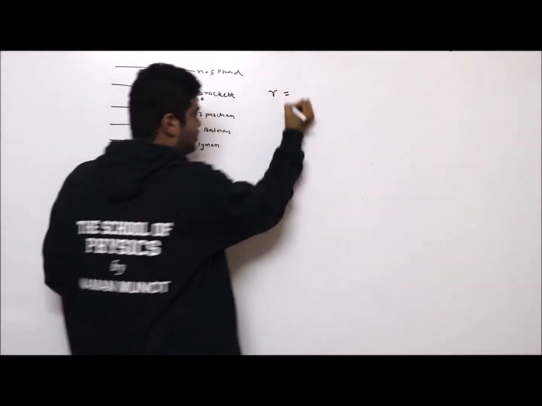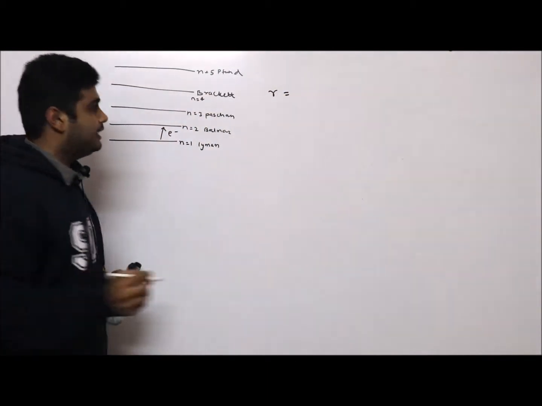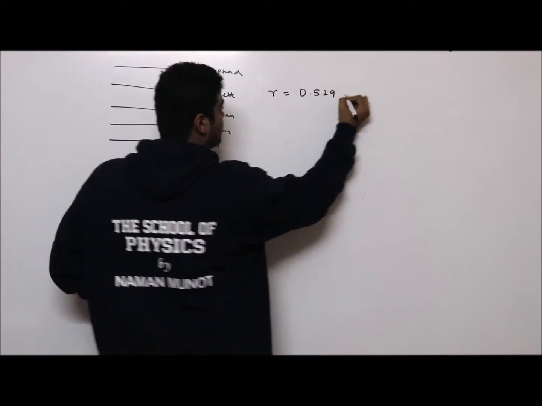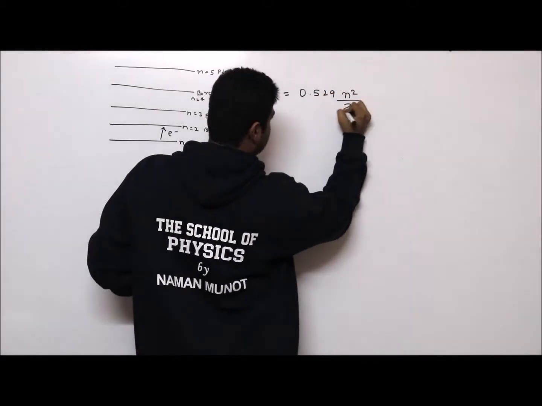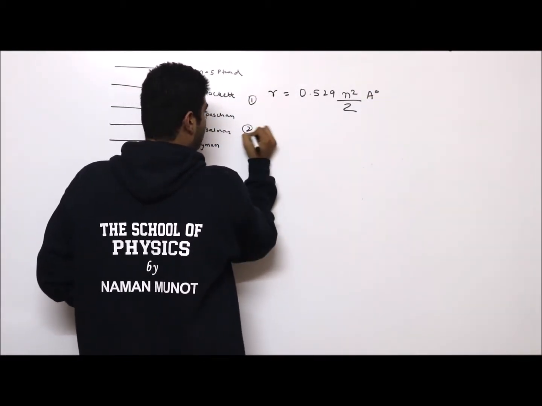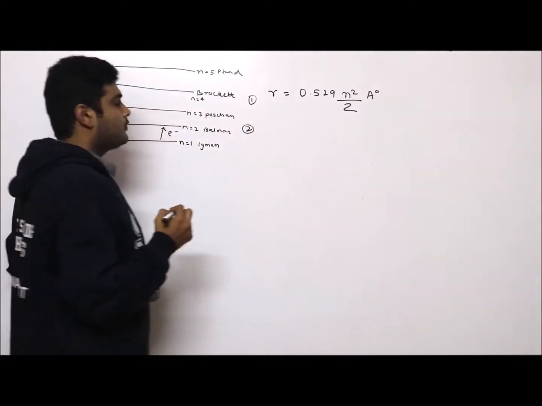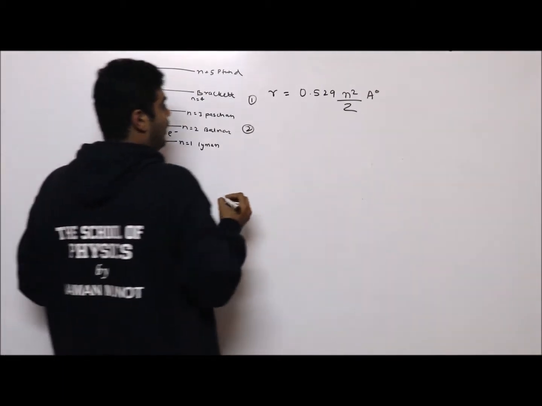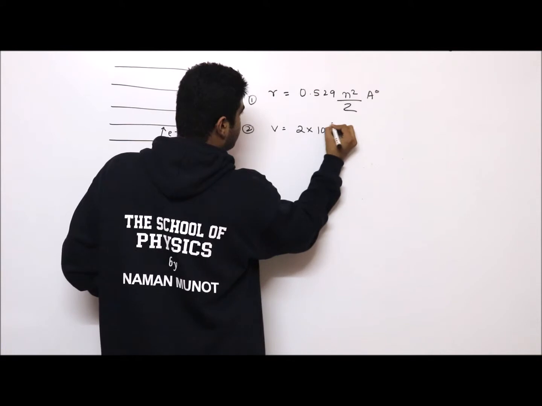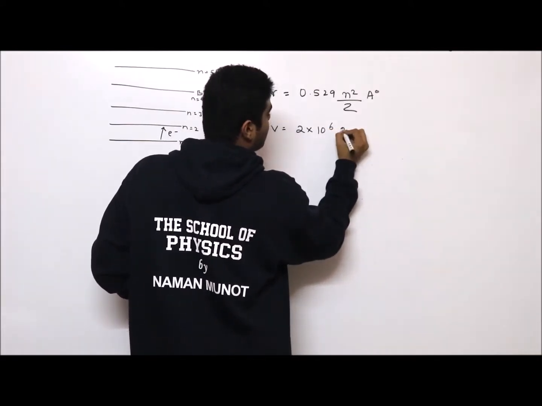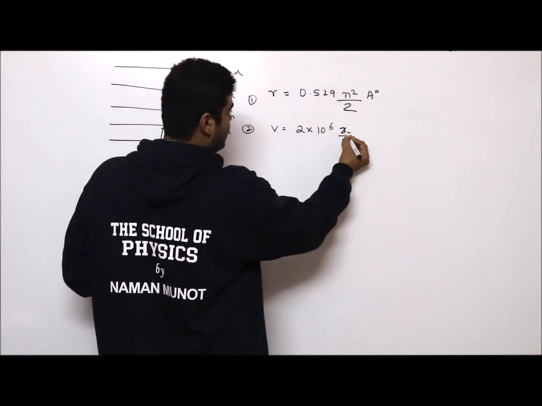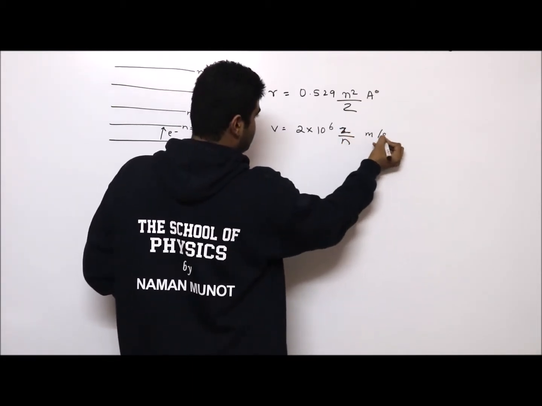So let's begin. This is the radius. Radius is equal to 0.529 n square by Z Angstrom. That is formula number 1. Formula number 2: velocity is equal to 2 into 10 to the power 6 Z by n. Remember, radius is n square by Z, and this is Z by n meter per second.